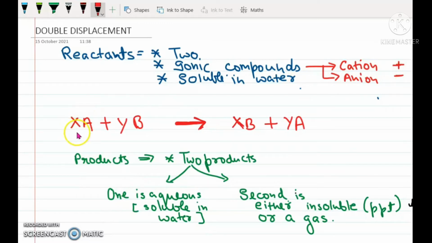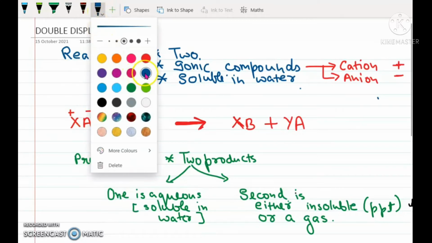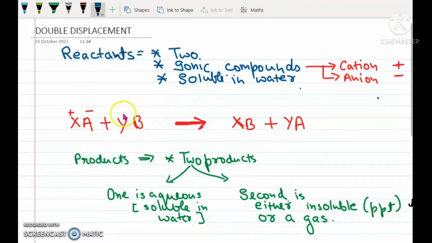So, if I consider XA as the ionic compound, then let me consider X to be the positively charged species and A to be the negatively charged species. Similarly, in a YB compound, let me consider that Y is a positively charged species and B is a negatively charged species. And as soon as they are dissolved in water, they separate into different ions.